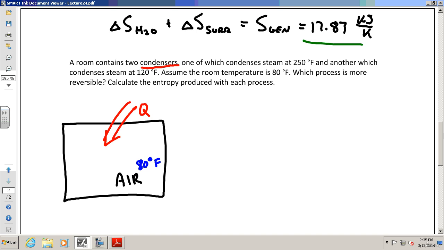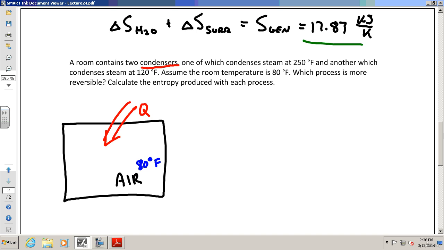So when we say condenses steam, what that's saying is it's taking it from saturated vapor to saturated liquid. That's all it means, okay? That's what condensation is. You're taking it from vapor to liquid. Saturated vapor to saturated liquid, okay?